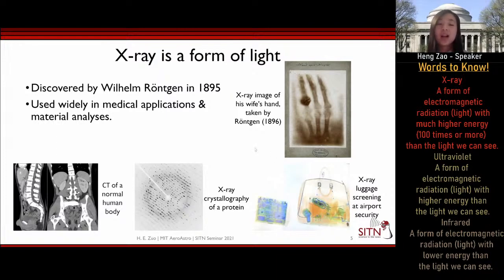For example, you can look inside the human body to see if there's some abnormal behavior in our body, which is called a CT. You can also look at X-ray luggage screening at airport security.